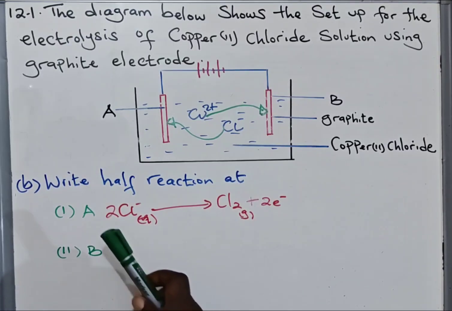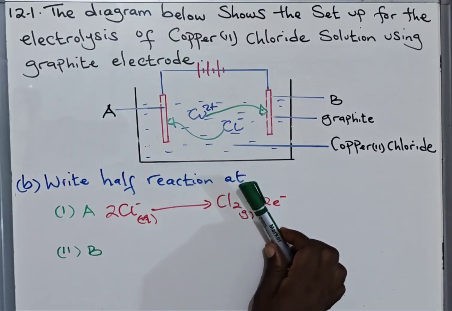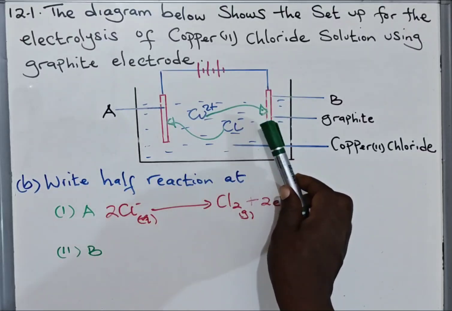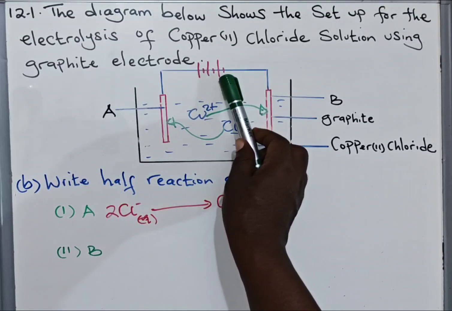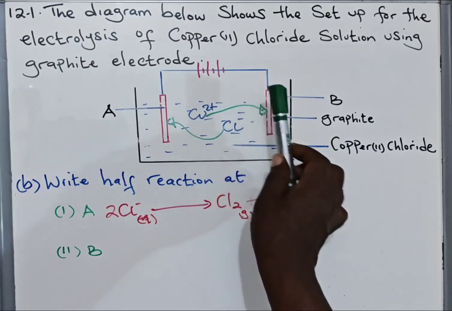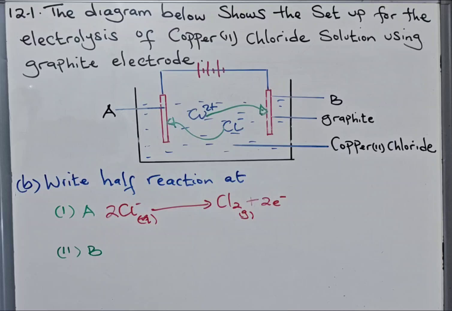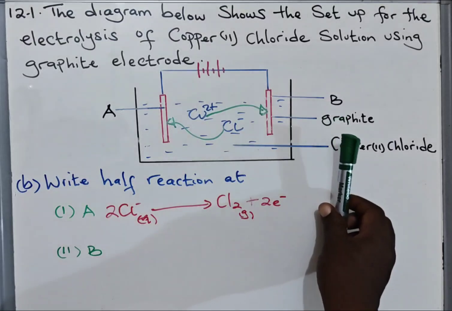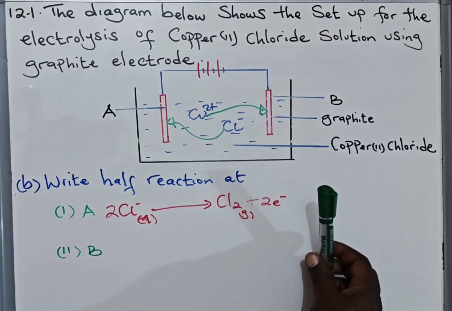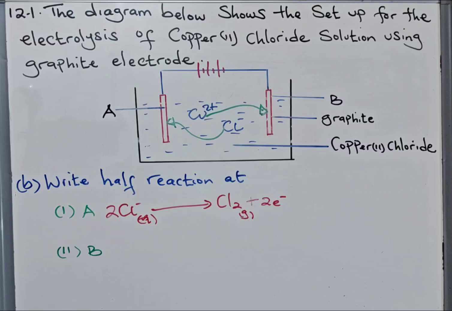Yeah. Now we come to this one. It says write the half reaction at B. Okay. So when you look at B, this is our B. B is attached to the negative part of the battery, implying that B is negative. And what do we call a negative electrode? A negative electrode is called cathode. So B is cathode. And what reaction occurs at cathode? It is reduction.